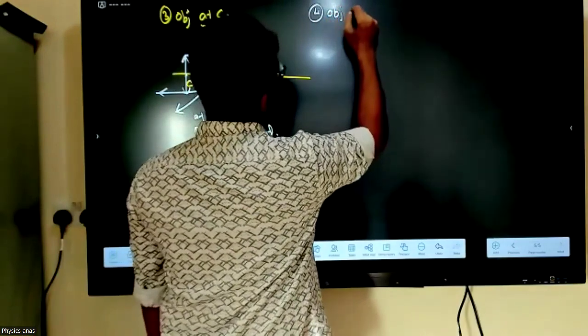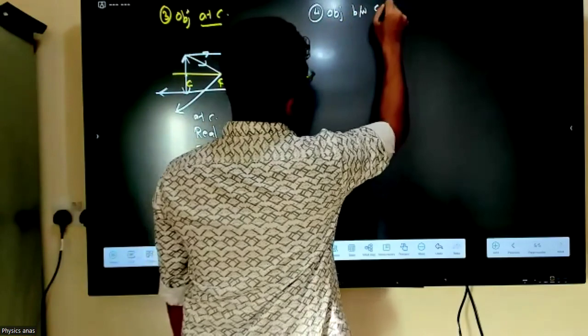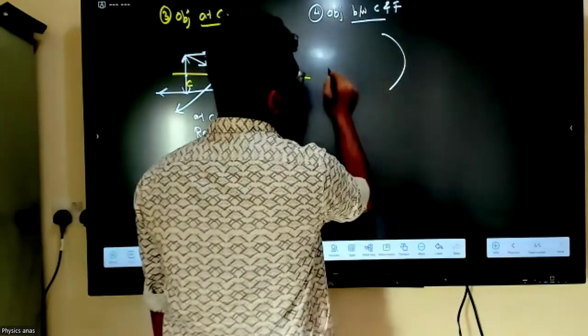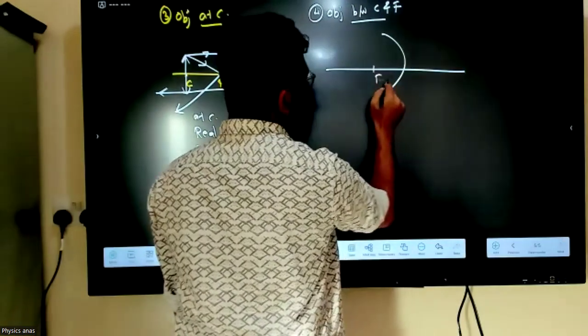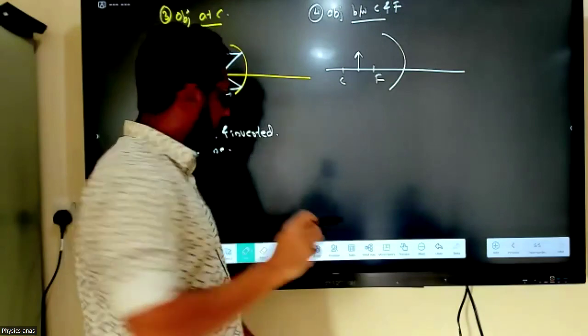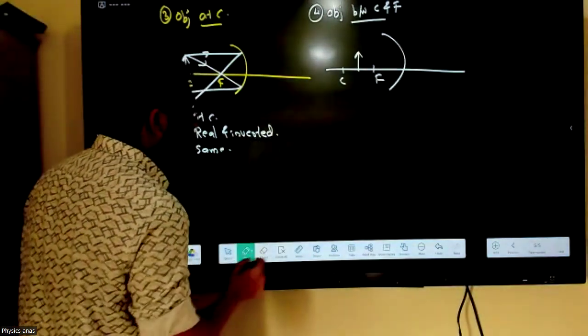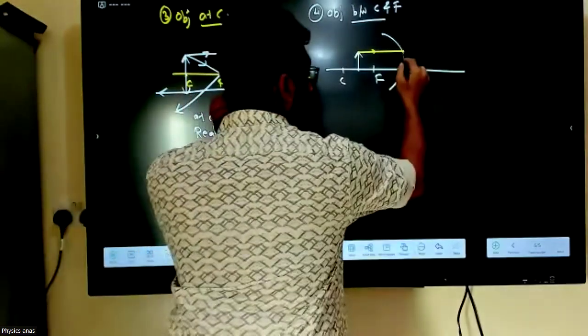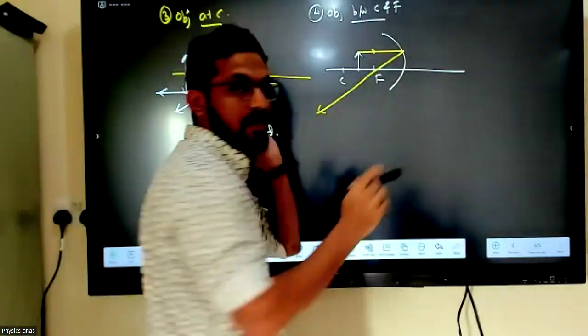Object is between C and F. Now the object is between C and F, which means this is F, this is C. What will be the light ray? The light ray will be like this, right? And what will happen to that light ray? It will pass through the principal focus like this.